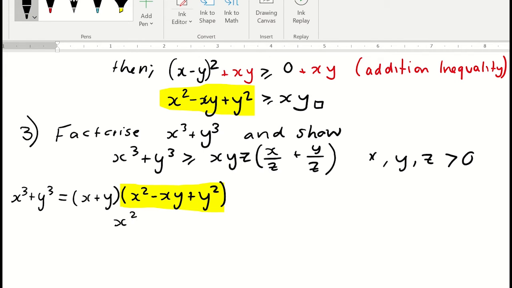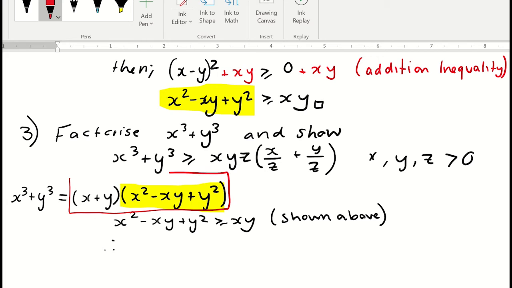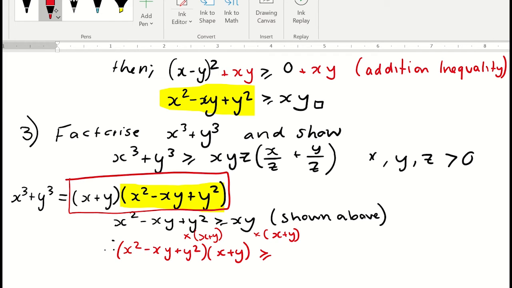Let's state x squared minus xy plus y squared is bigger than or equal to xy, shown above. So then, therefore, now I want to make it look like this one here. To get it to look like this one, I need to use my multiplication identity that says I can multiply both sides, and the inequality still holds. So therefore, timesing by x plus y is greater than or equal to xy timesing by x plus y.